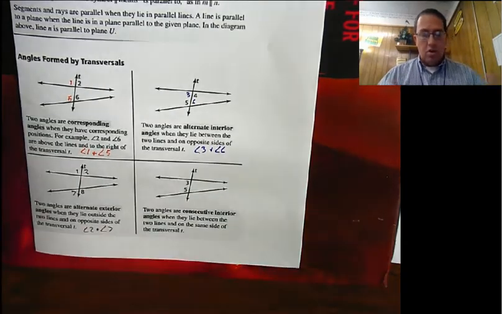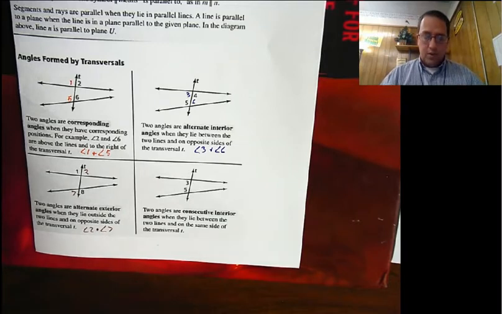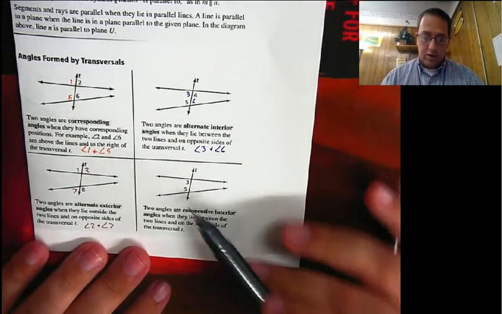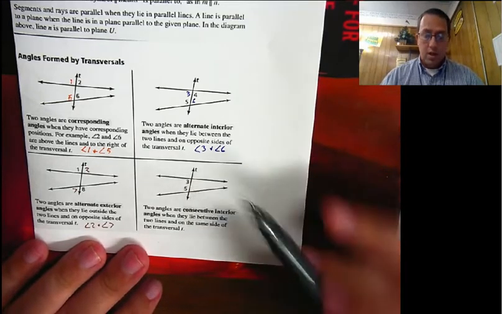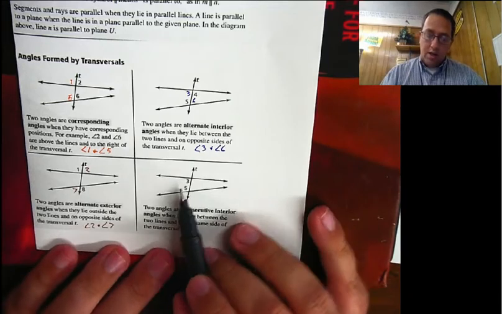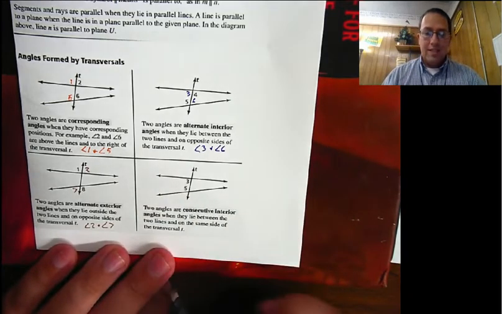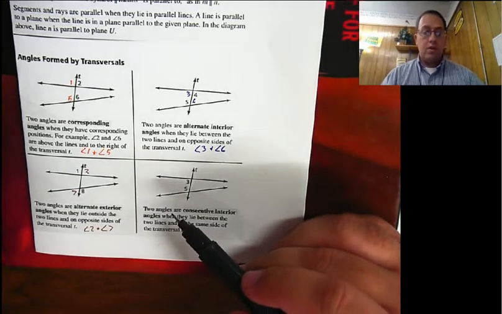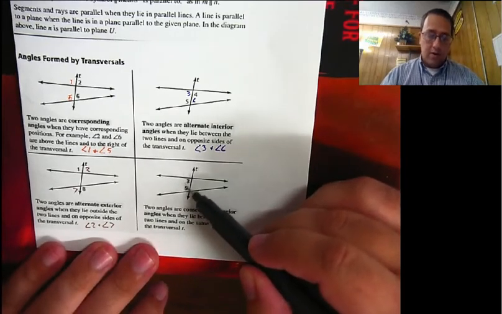Well, that's if they are on alternate sides of the transversal. What if they are on the same side of the transversal? Well, if they are on the same side, again, you look at, are they interior, are they exterior? So 3 and 5, you'll see, are between the two lines that are being cut. So they are interior angles, and they are both on the same side of the transversal. And so what we call these is consecutive interior angles. Remember, consecutive means one right after the other, like 1, 2, 3, 4, 5. Consecutive numbers. These are consecutive angles, one right after the other.